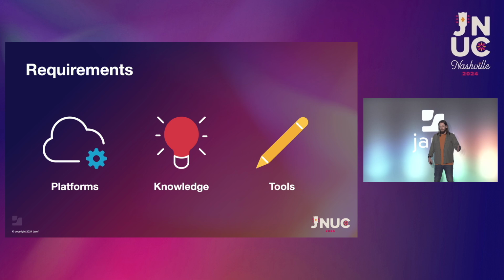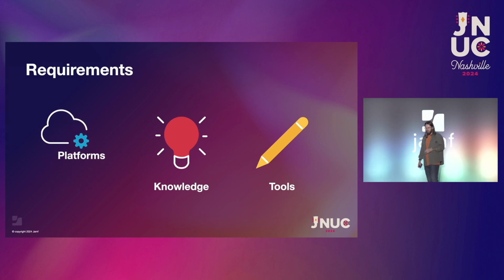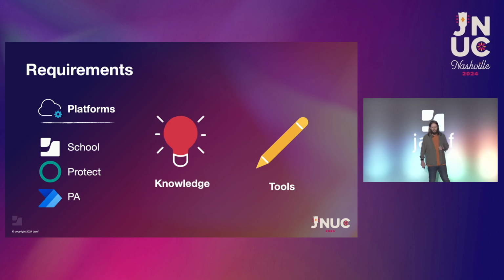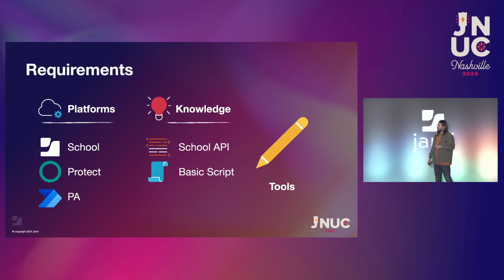Before we get going in, there are some requirements here. The first bucket's pretty simple. Platforms. You're going to need access to Jamf School. You're going to need access to Jamf Protect. And you're going to need access to a no-code, low-code platform, in our case, Power Automate. The next bucket is knowledge. Although we said it's a no-code platform, it is going to be useful if you know how to work with the Jamf School API or if you've done that before. And as part of the example, we are going to do some basic bash scripting. So again, if you're comfortable with that, that's fantastic.